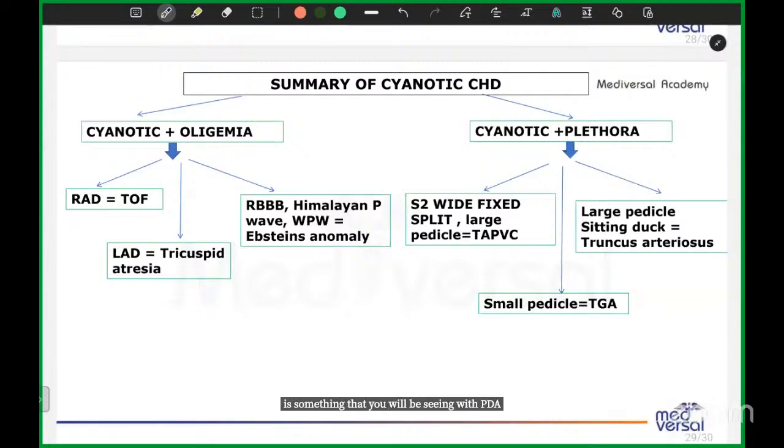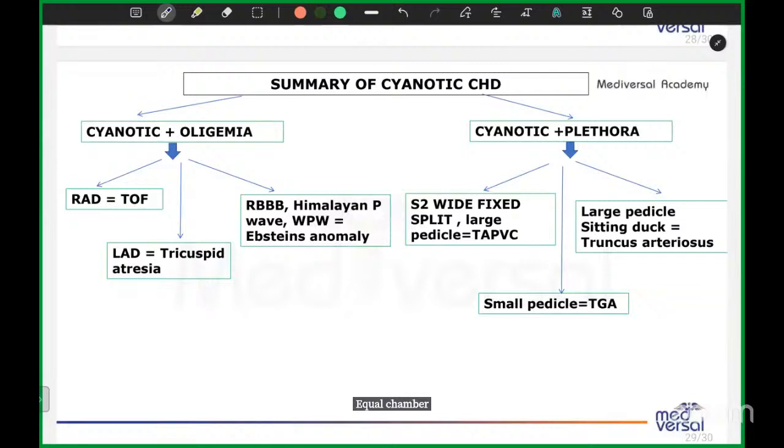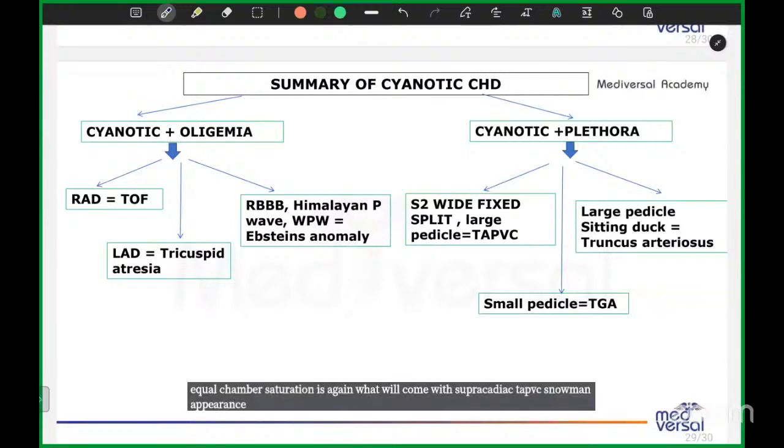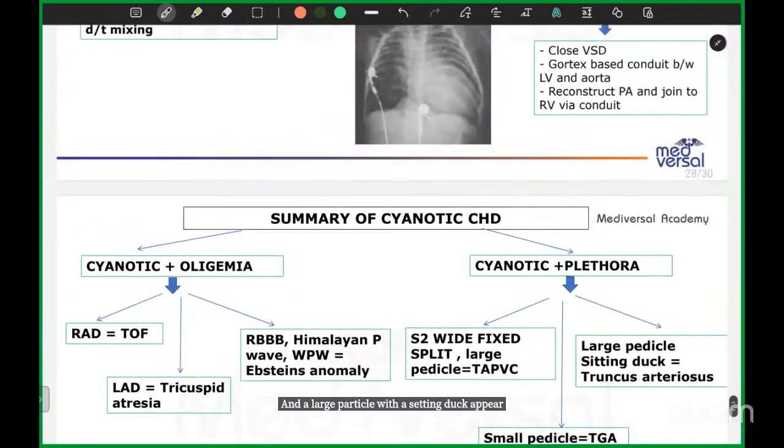Wide fixed split for cyanotic disease is what you will find with cases of TAPVC. Equal chamber saturation is again what will come with supracardiac TAPVC. Snowman appearance again comes with supracardiac TAPVC. Infracardiac comes with shock. And a large pedicle with a sitting duck appearance, as I said, is truncus arteriosus.